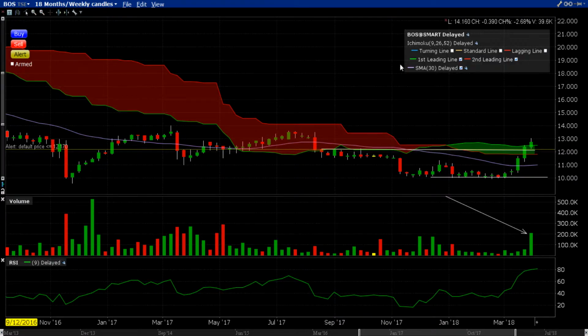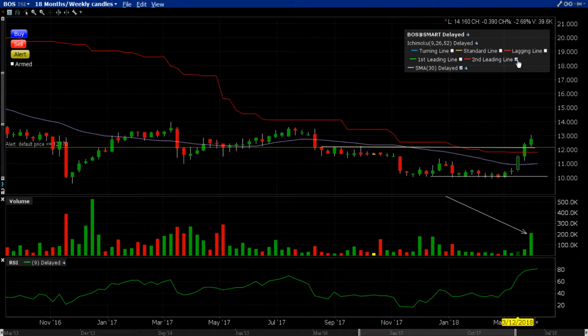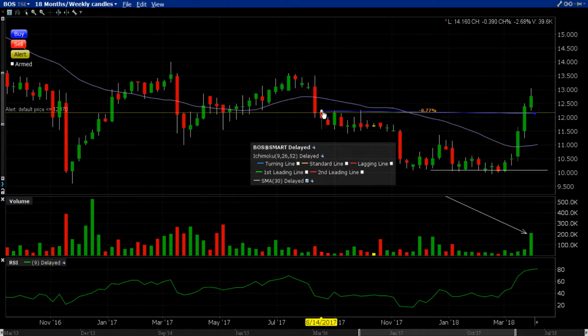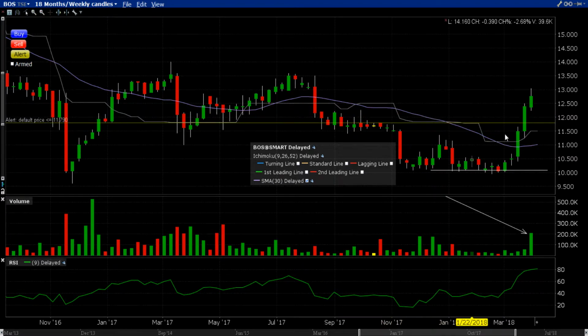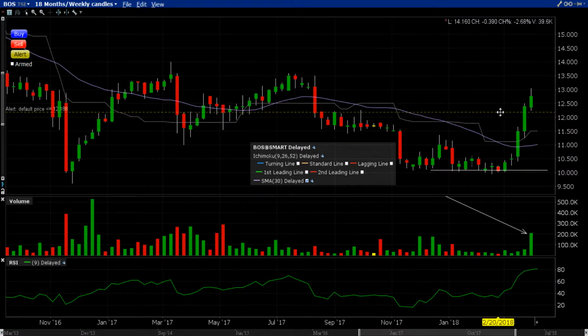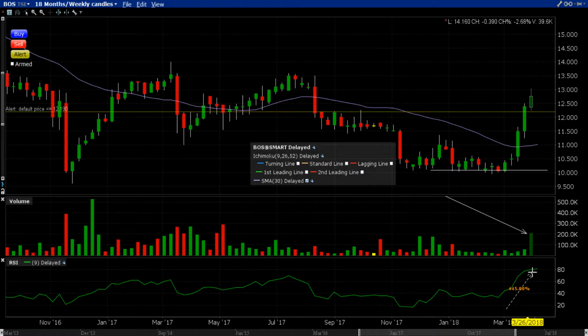Right. Let's clean that up. Remove the Ichimoku cloud. There you go. So right here, you could have played that as a breakout. Yeah, right here. And is it A++? The RSI is already going upwards. I like it when it's close to the halfway point going upwards.